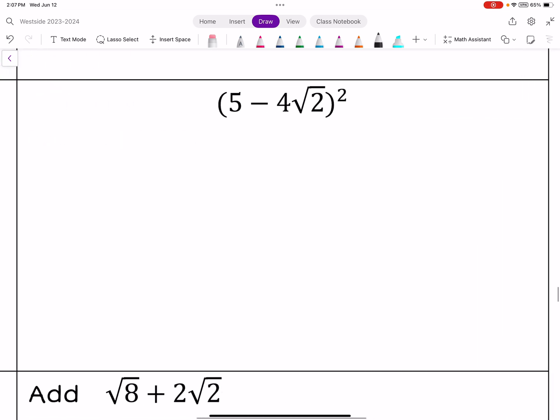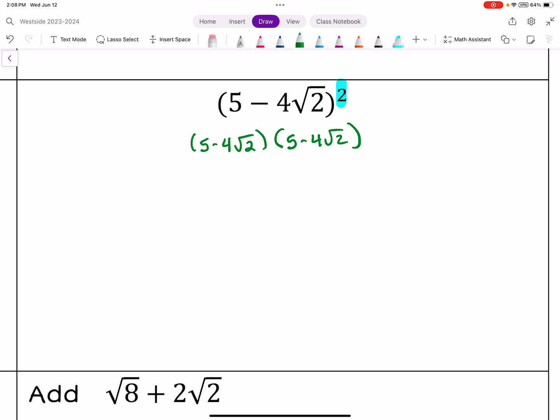The next one has that square, so we talked about this yesterday. When we have that exponent of a 2, what it means is we are going to multiply something by itself. So here we're squaring this whole inside, so 5 minus 4 square roots of 2. And so we're going to multiply it by itself. Now that I have this written out, it's your choice. You can choose to double distribute. You can choose to use the box method. Whichever way you want, you should get to the same answer.